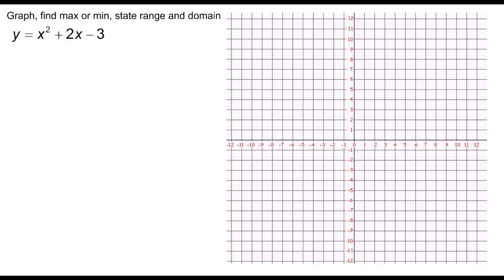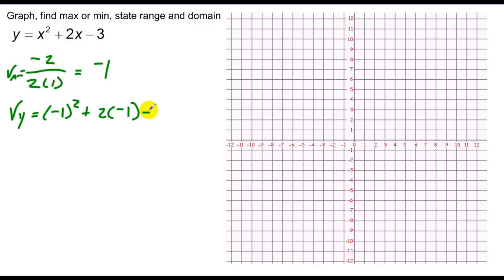So let's do a couple. I want to find the vertex of this. So let's take the opposite of b over 2 times a. That gets me the x-coordinate of my vertex. So we're at negative 1. And then I want Vy. I plug that negative 1 back in. That's negative 1 squared plus 2 times negative 1 minus 3, which gives me 1 minus 2 minus 3, or in this case, negative 5. So I've got a vertex at (negative 1, negative 5).